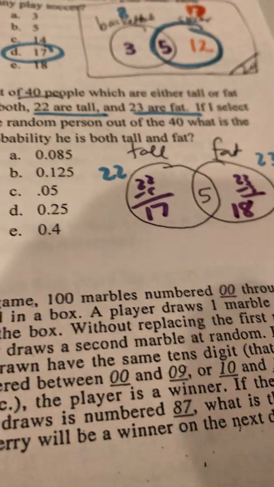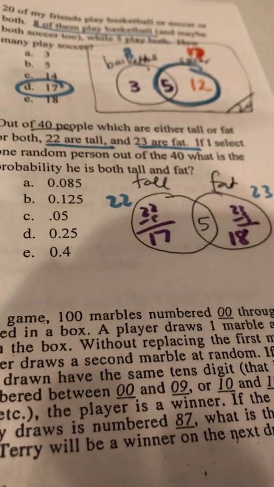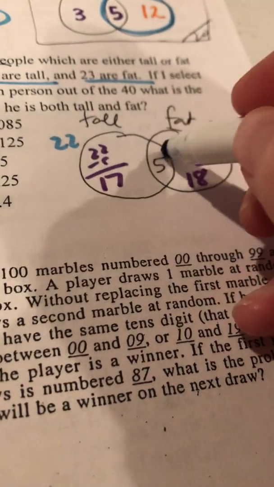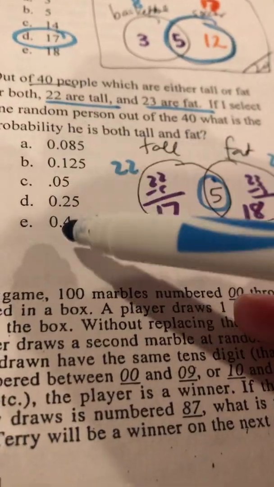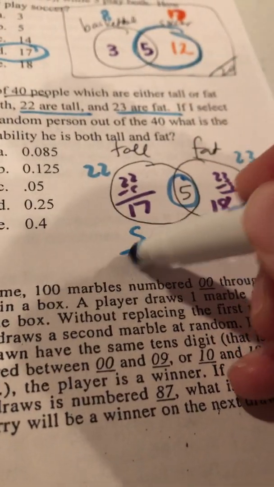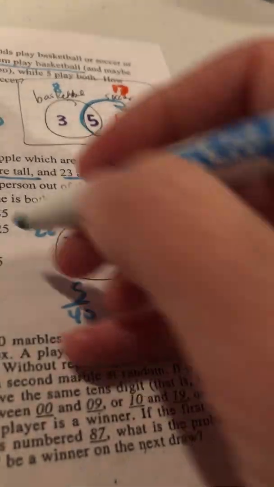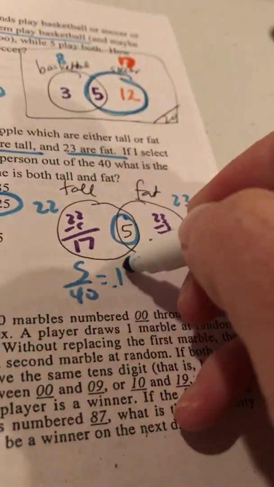And so it says, what's the probability he's both tall and fat? Oh my gosh. So is this 5? Well, that's not an option. So it must be 5 out of 40. So let's put it in. 5 divided by 40. I get 0.125. And so that's why it's B.